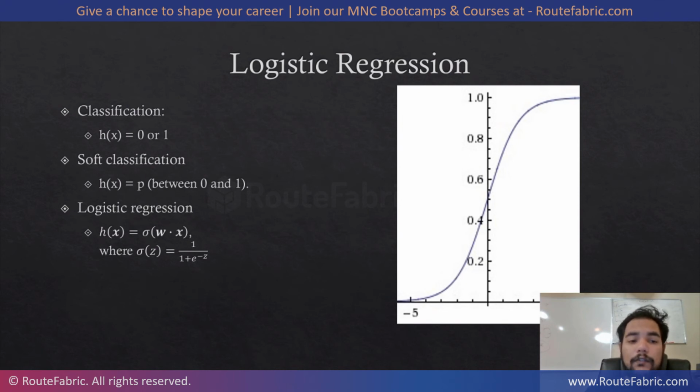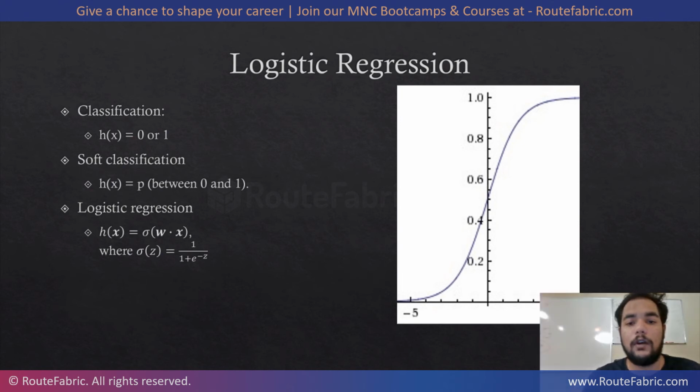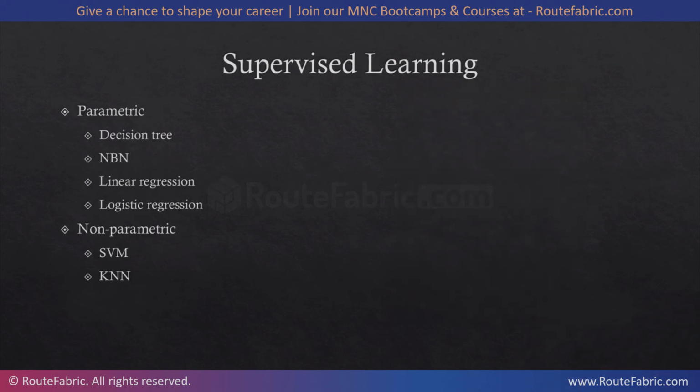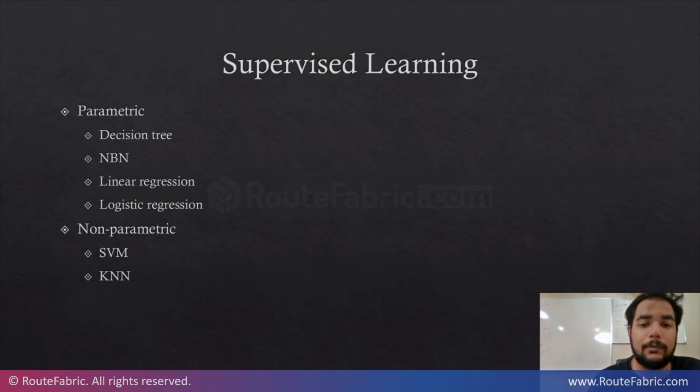Logistic regression is one of the classification models where the h of x function is between 0 and 1. Logistic regression is also a soft classification because the probability is between 0 and 1. Supervised learning is split into two other branches, which are parametric and non-parametric. Some examples in the parametric are decision tree, Naïve Bayes network, linear regression, and logistic regression, and in the non-parametric we have SVM and k-nearest neighbors.